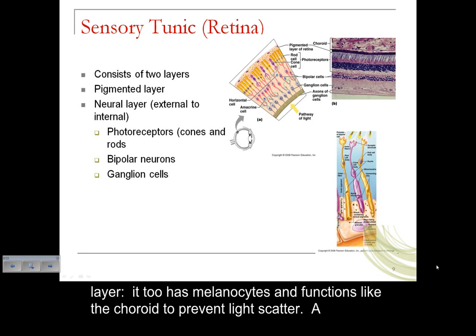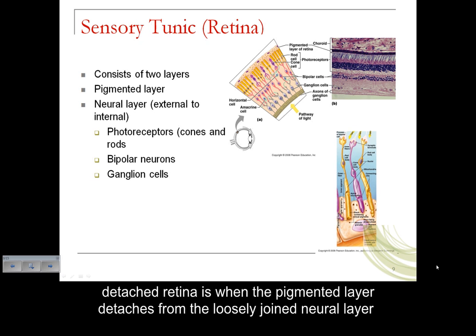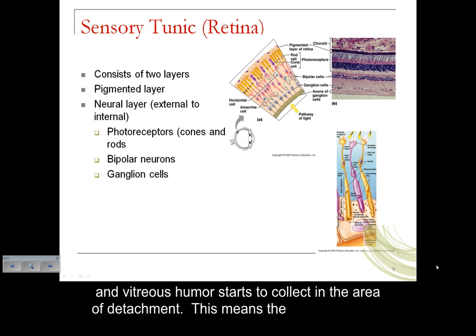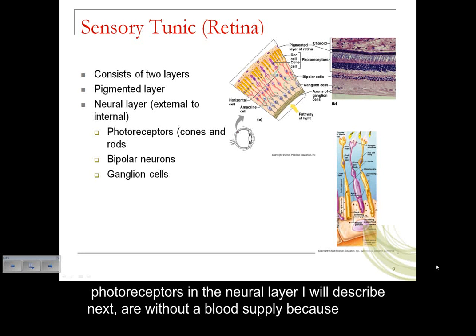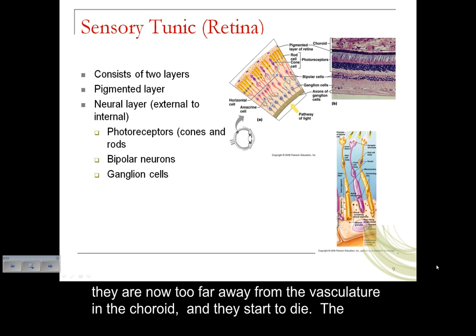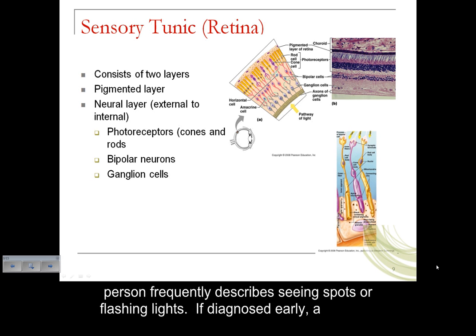It too has melanocytes and functions like the choroid to prevent light scatter. A detached retina is when the pigmented layer detaches from the loosely joined neural layer and vitreous humor starts to collect in the area of detachment. This means the photoreceptors in the neural layer I will describe next are without a blood supply because they are now too far away from the vasculature in the choroid, and they start to die. The person frequently describes seeing spots or flashing lights.